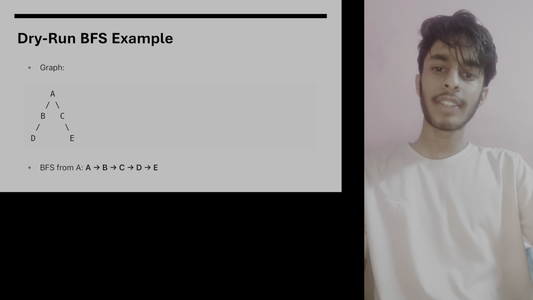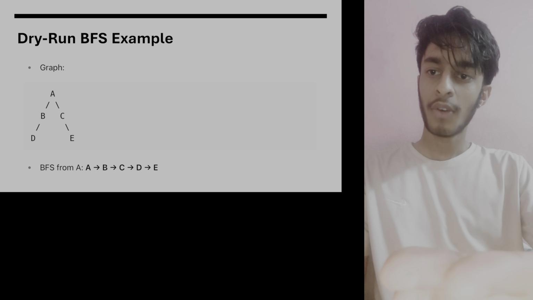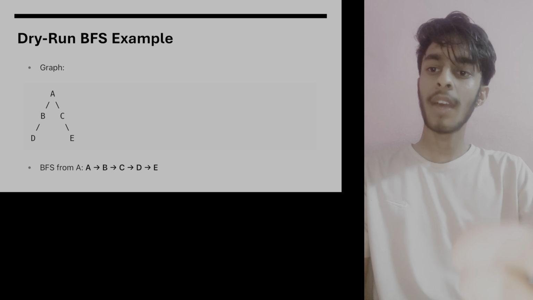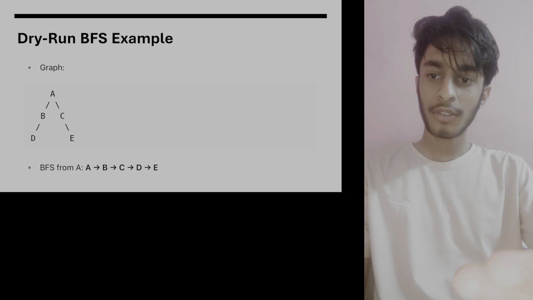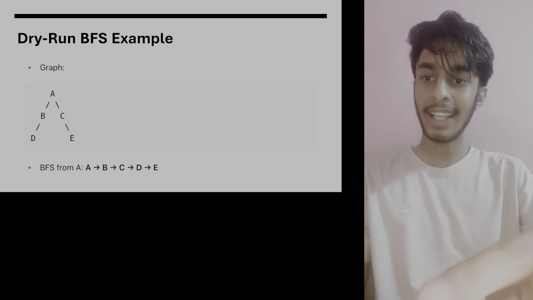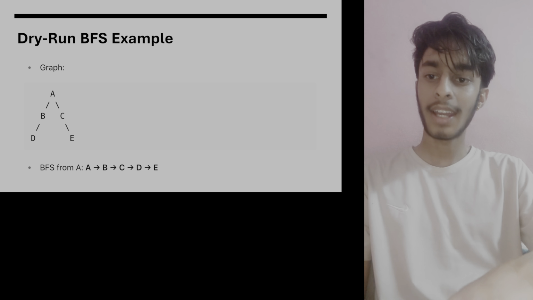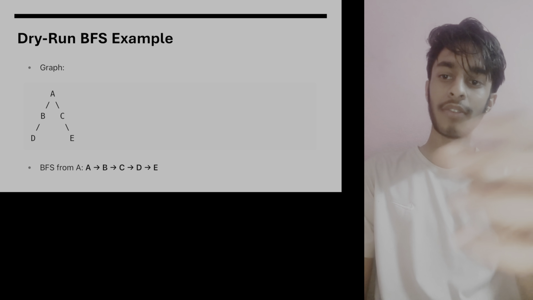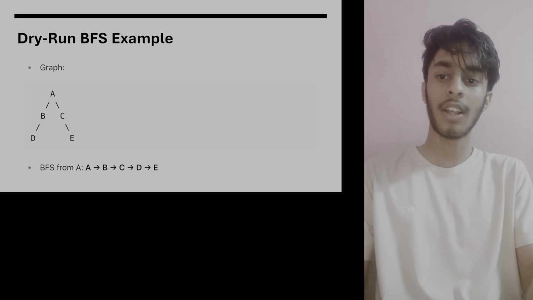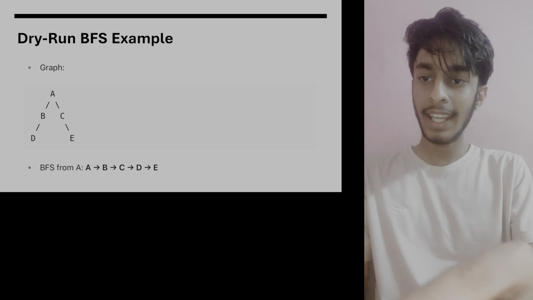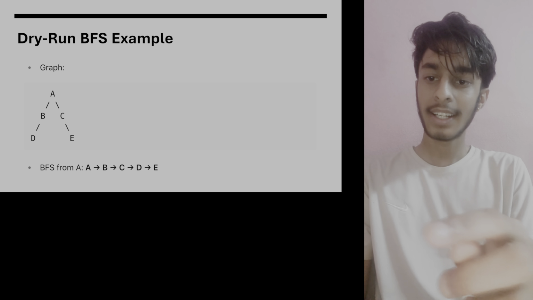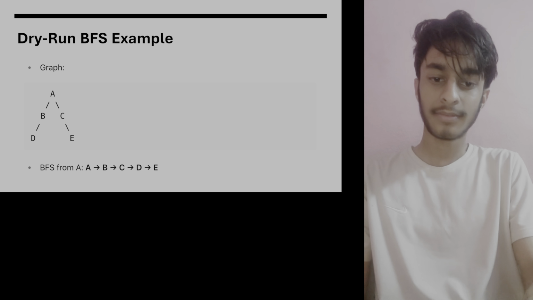So talking about an example, you can see this graph where A is the root node while applying BFS traversal on this graph. So firstly, there is A and the child nodes of A are B and C. So we move from left to right horizontally or level by level. So the traversal is A, B, C, D and E.